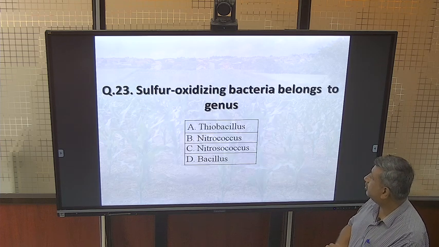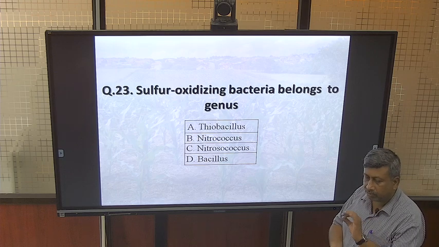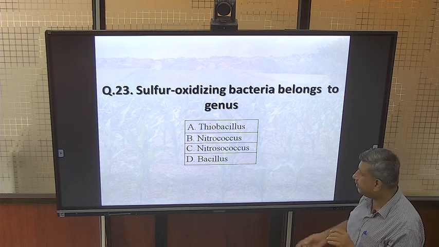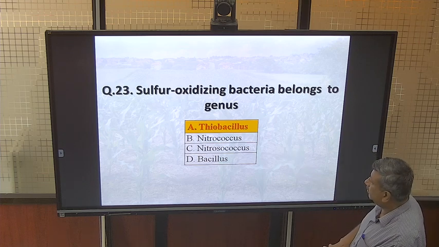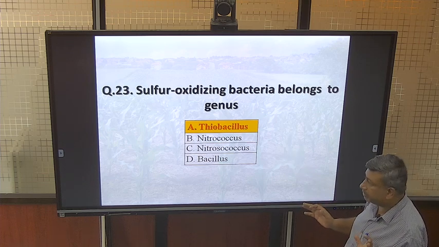Sulfur-oxidizing bacteria belong to genus. Sulfur means thio. Whenever thio is there, it is related with sulfur. That is why Thiobacillus is the correct answer. So, whenever there is thio, it means there is sulfur.